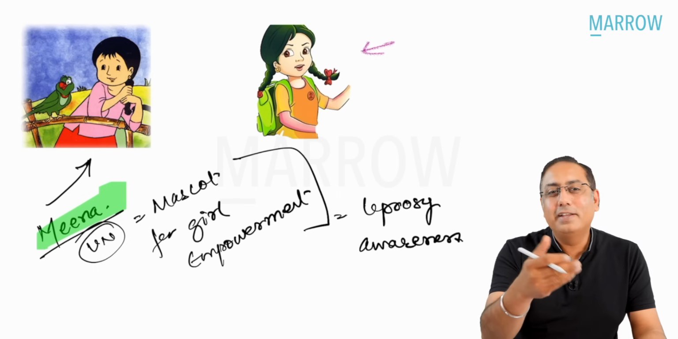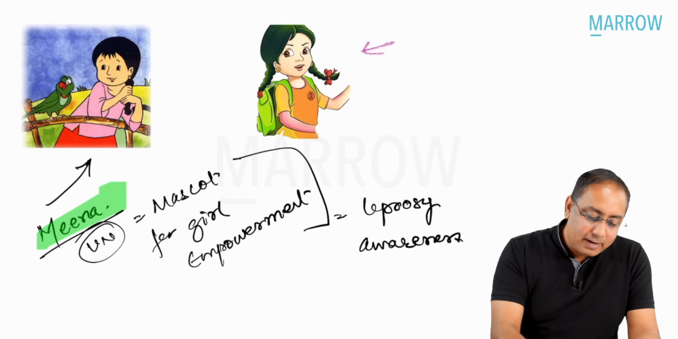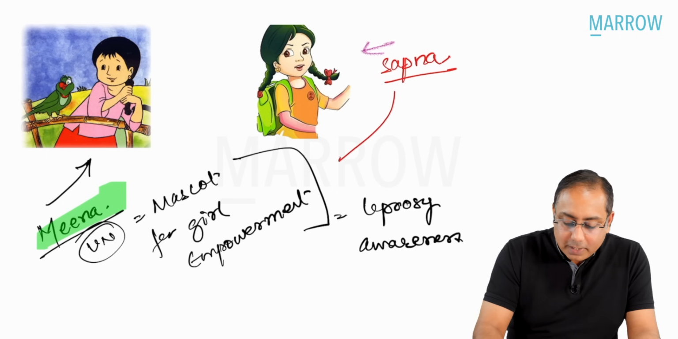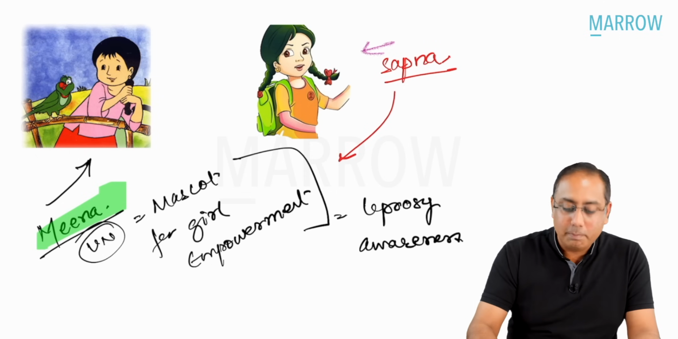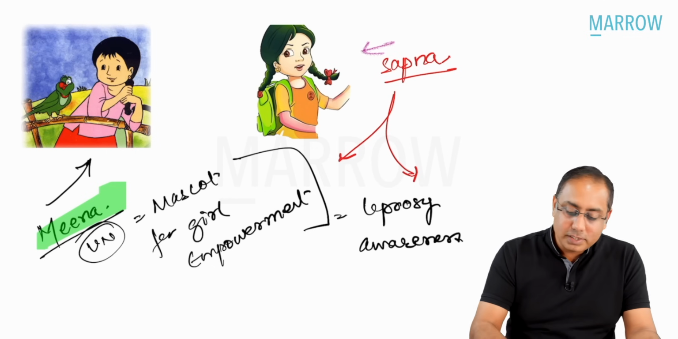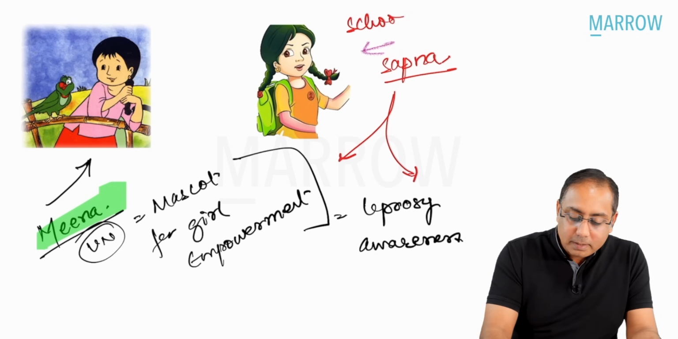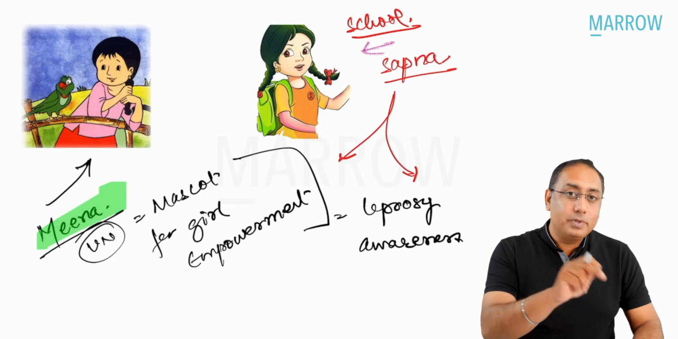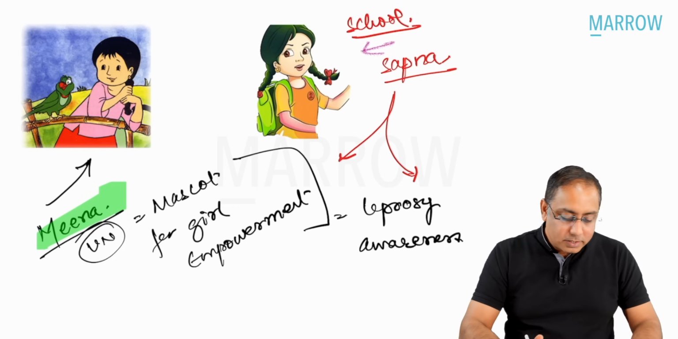This is a more Indianized version of Meena, and this girl, beta, is called Sapna. Sapna is the same answer. She is a mascot for women empowerment, and she works for leprosy awareness. Remember, Sapna is a school-going girl child. She has a school bag. Remember, Meena with the parrot, and Sapna with the school bag.